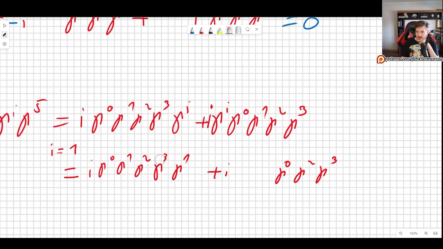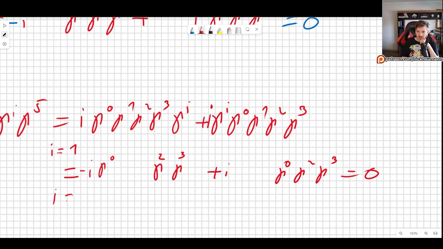Then here we have to switch 1 and 3, so this will be 1, this will be 3 with a minus sign, then we switch 1 and 2, so this will be 1, this will be 2 with another minus sign, but this thing here will be minus 1, so we get another minus sign, and then these two things cancel out, so this is 0.